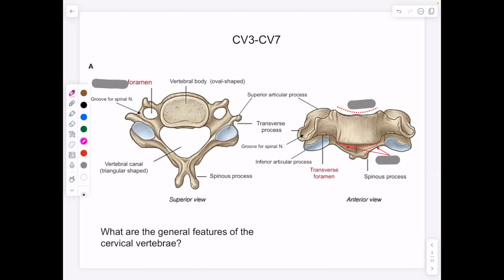If we look at CV3 through CV7, we have the transverse foramen. This is the big thing that makes the cervical vertebrae different. We have our arteries that go through there. Other than that, it's relatively the same. You can see that the vertebral body, which is oval-shaped, has a concave surface on the top as they fit together, and it's convex on the bottom. So concave on top, convex on the bottom.